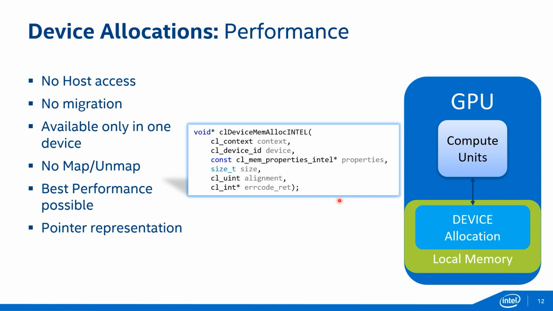Let's start with device allocation. The main reason to use device allocation is to have top-notch performance. Those device allocations reside in device local memory. They will never be accessed on the host. They will never migrate. They are only available to this one and only one device. There are no map and unmap calls whatsoever. So this gives the driver clear information that this allocation may be heavily optimized only for device access.